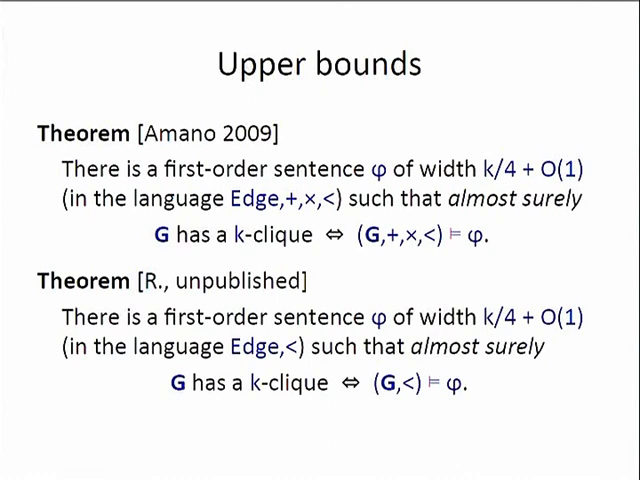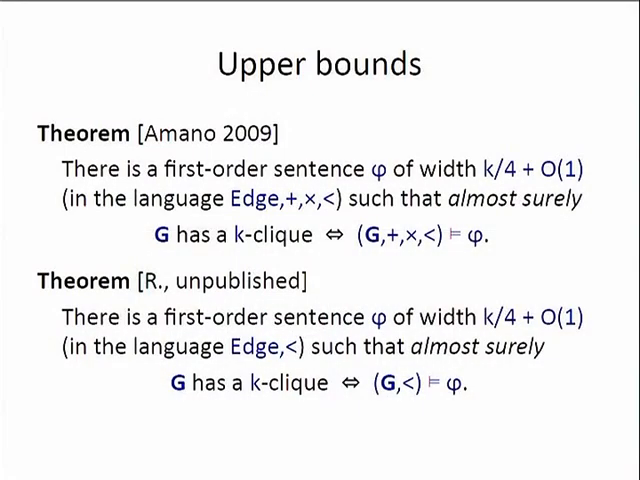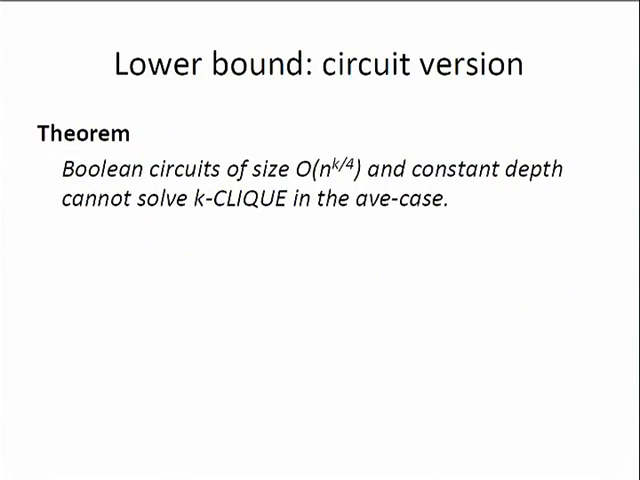So I wanted to mention some upper bounds for this problem. In fact, this k over 4 turns out to be tight in the context of average case definability of k-click. Amano gave a first order sentence of width k over 4 plus some constant number of variables in the language of graphs with arithmetic, which almost surely defines the existence of a k-click for this random graph G at the threshold. And a recent result of mine, still unpublished, is that in fact, if you only have a linear order, then still with k over 4 plus constant many variables, you can almost surely define the presence of a k-click. So that kind of shows that the lower bound is really tight for the k-click property.